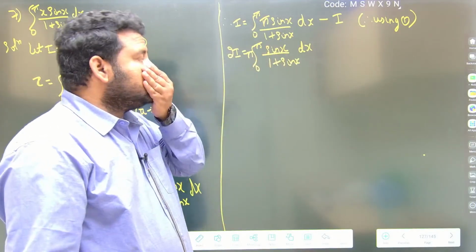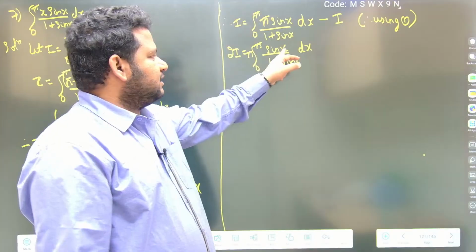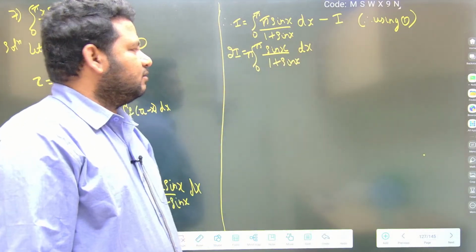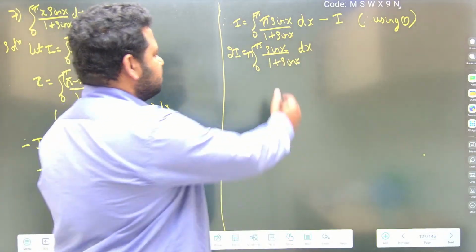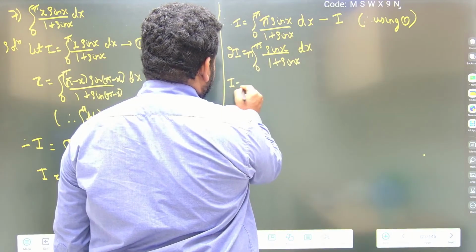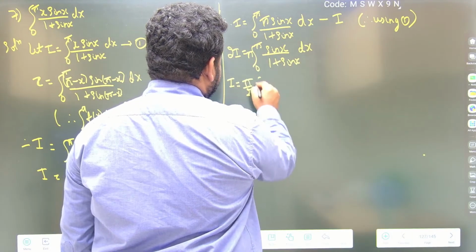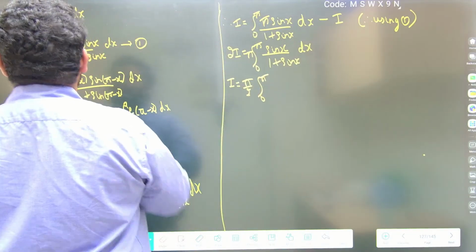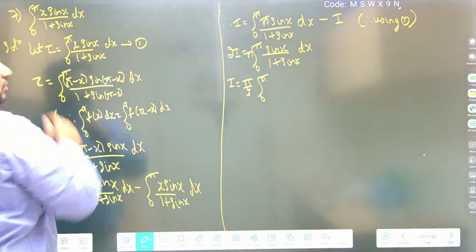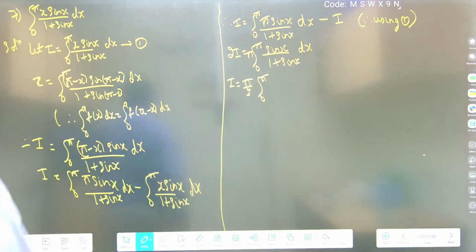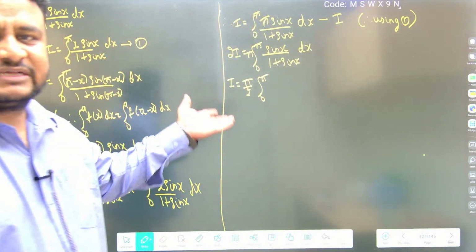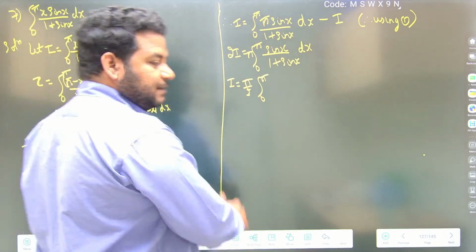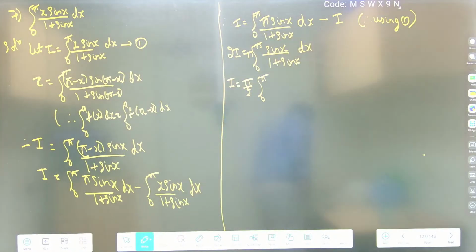Now let us add and subtract 1 in the numerator. So I is equal to pi by 2 into the integral from 0 to pi. Actually, we may have to prove this, but either way, not a problem, let us evaluate.